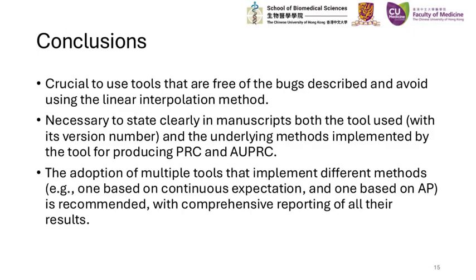To ensure accurate and reliable results, use bug-free tools and avoid linear interpolation, which can cause inaccuracies. Clearly document the tools used, including their versions and methods for calculating PRC and AUPRC. Using multiple tools with different approaches, like those based on continuous expectation, can improve robustness. This comprehensive strategy enhances transparency and strengthens the validity of your research conclusions.